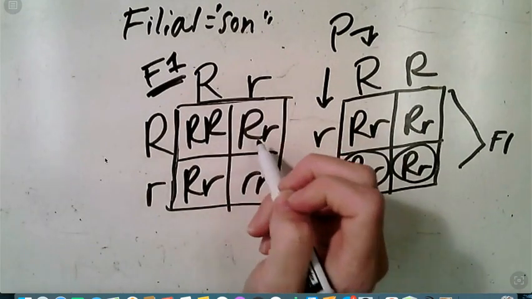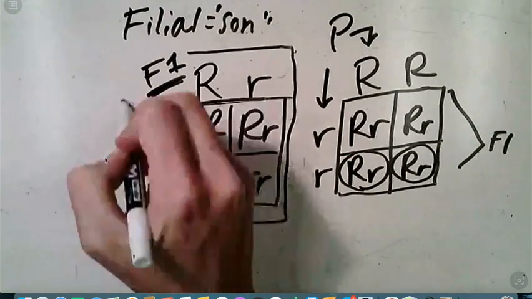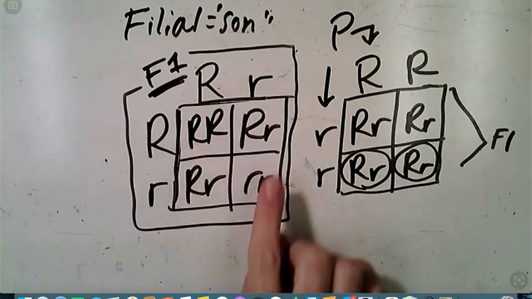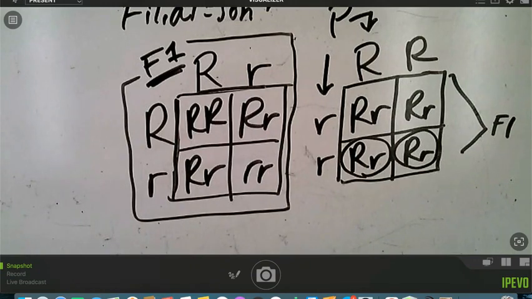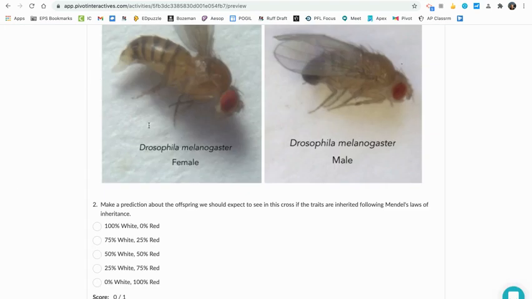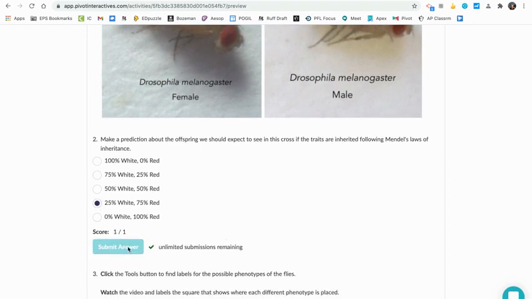So what should I expect? It's asking me in my lab, if they were inherited like Mendel, what do I expect? Well, I expect a 3-to-1 ratio, red to white. That's what I should expect. Now I'm going to try to get rid of my whiteboard, which sometimes is hard. Okay, there we go. So 75% red, 25% white. That's what I should expect, if it's following Mendelian genetics.